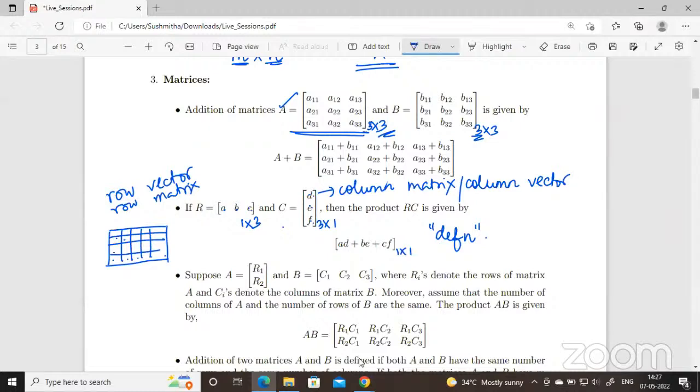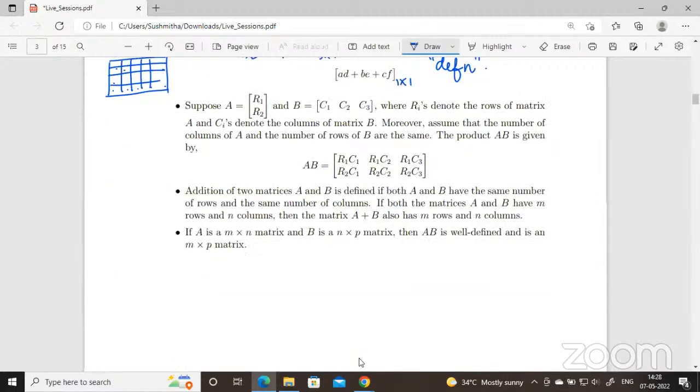So this is like the ABC of mathematics. Once we know how to multiply a row vector with a column vector, or a row matrix with a column matrix, we can multiply two matrices. I can take the first row of the first matrix and multiply it with the first column of the second matrix, and this is going to give me the first entry of the product matrix.